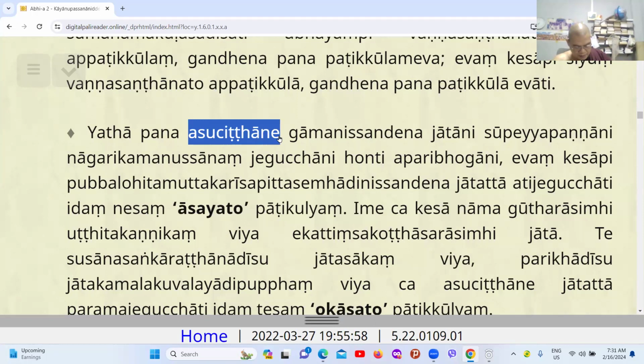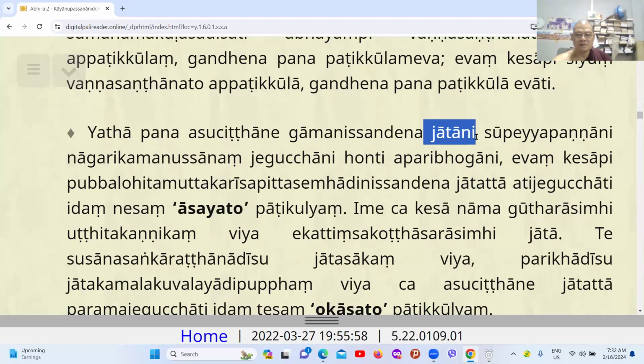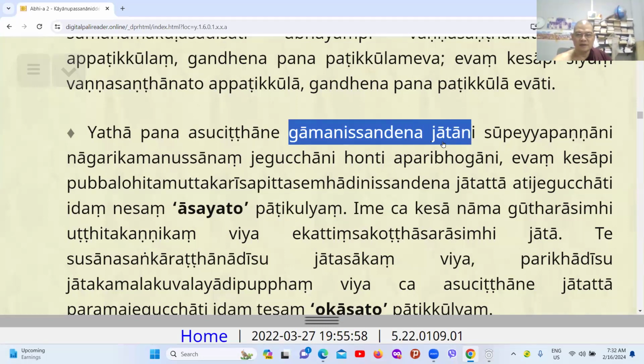Kamanisanena, chadana. Kamanisana, next connected with the village, chadani, grows. The growth near the village is the toilet, near the toilet here.